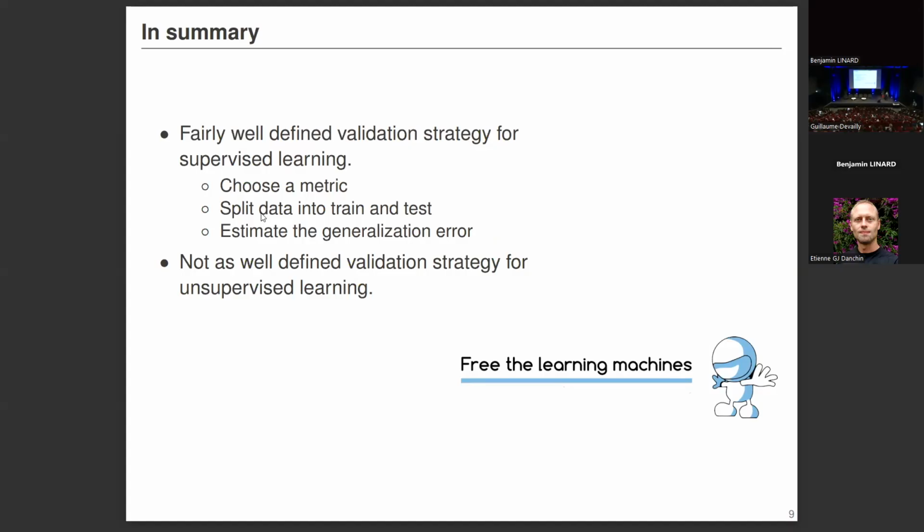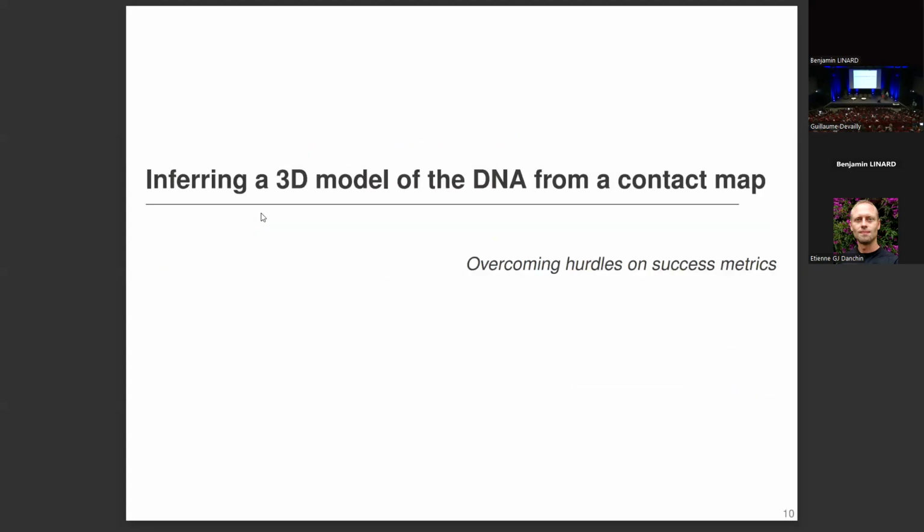Okay, so now I am going to give you what I've learned about validating machine learning models. It's not necessarily published results, in the sense that these are more insights that we gathered along the way. The first element I'm going to talk about is when I was working on inferring a 3D model of DNA from a contact map. And really, we had a bit of problems with success metrics.